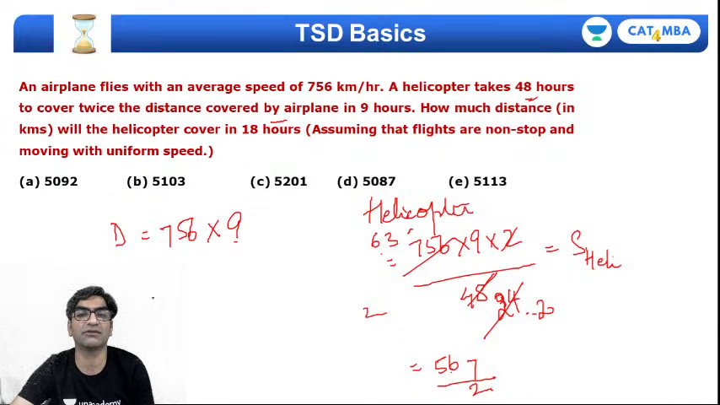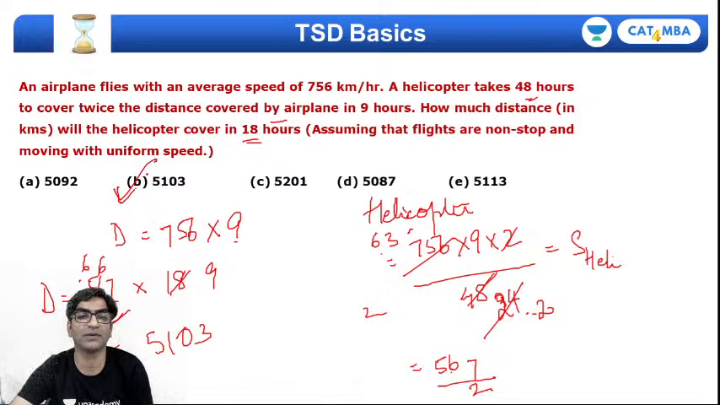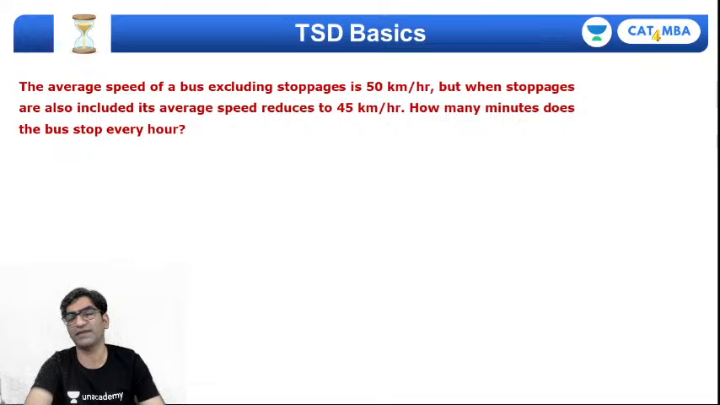Find the distance covered by the helicopter in 18 hours. So the distance we need is the speed of the helicopter into the time of 18 hours, which means into 9. 9 7s are 63. 9 6s are 54 plus 6, 60. 9 5s are 45 plus 6, 51. So 5103 kilometers. That's option B. That's your answer. Yeah, I know this was a very easy question.